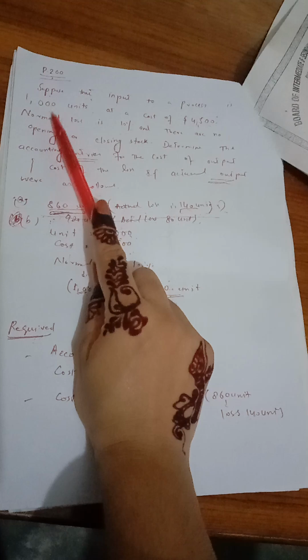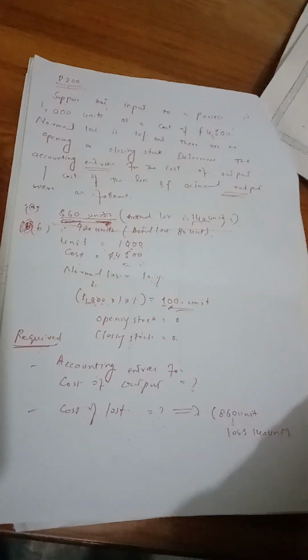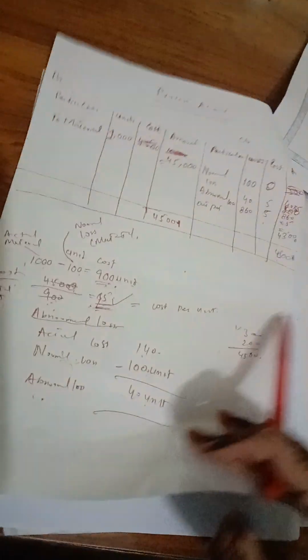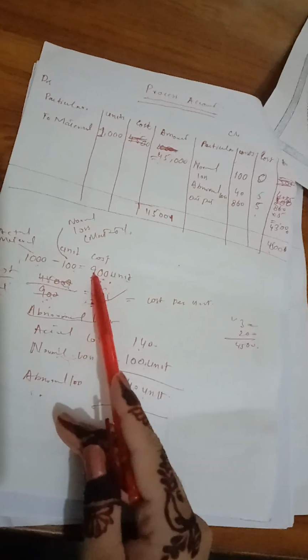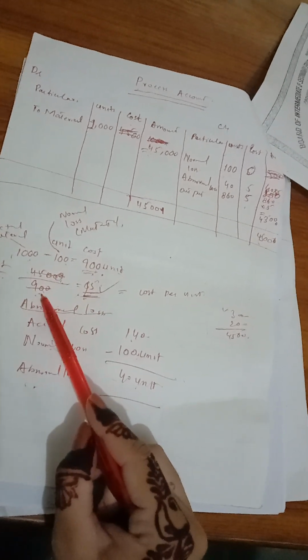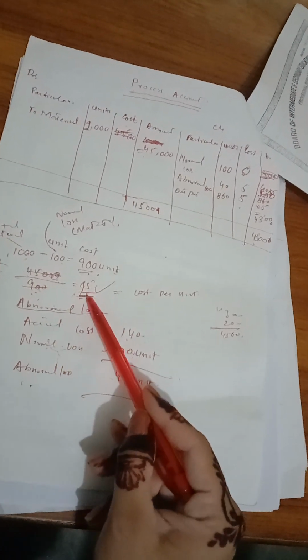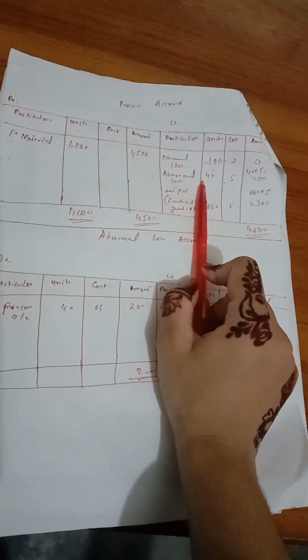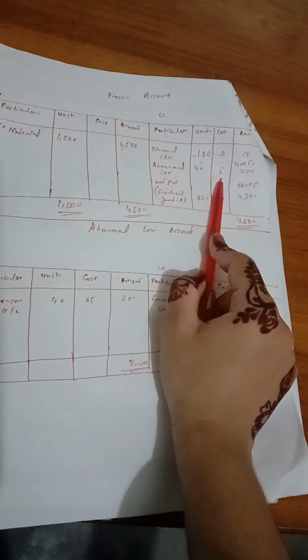So we will divide the 1,000 units less 100, and then there are 900 units. So we will divide 4,500 by 900 units. So the unit cost will be $5. Now we will mention the abnormal loss cost, that is $5.